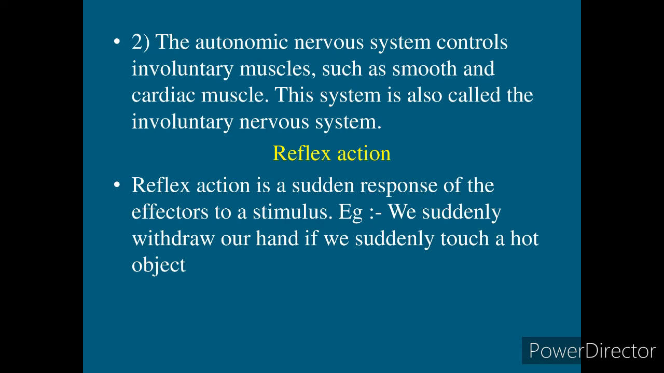Second, the autonomic nervous system. It controls involuntary muscles such as the smooth muscle and the cardiac muscle. Children, where is the cardiac muscle located? You will all be telling me it is the heart. This autonomic system is called by another name also, the involuntary nervous system. So what are the two types of motor system? One is the somatic nervous system and the other is the autonomic nervous system.